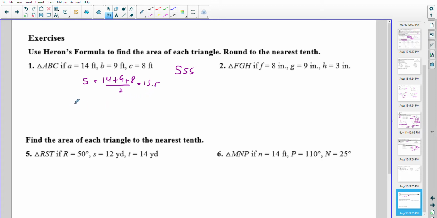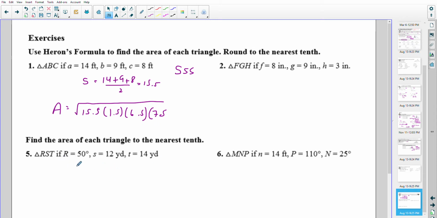And therefore, the area is equal to the square root of the semi-perimeter, 15.5, times, and then I'm going to take that S minus A, B, and C. So 15.5 minus 14 is 1.5, 6.5, and 7.5. Take the square root and you're going to get your answer.